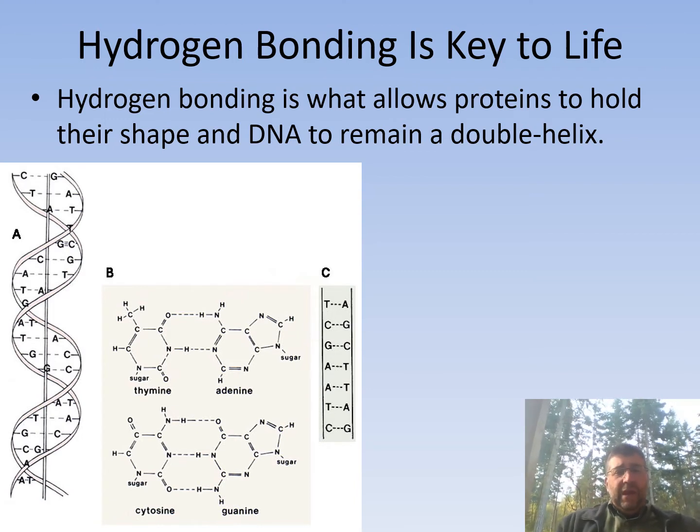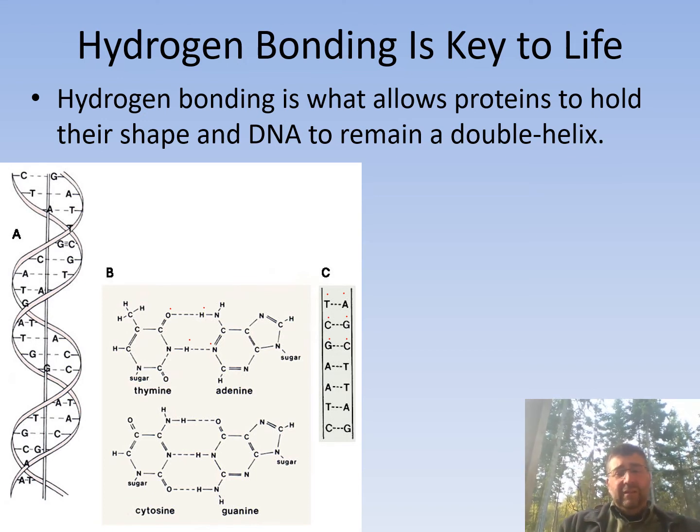In this case, we have A's attracted to T's and G's attracted to C's. All of the DNA code comes down to these four molecules: thymine, adenine, cytosine, and guanine. If you look at it at the molecular level, the oxygen from this thymine is attracted to the hydrogen here on adenine, while the hydrogen on the thymine is attracted to the nitrogen. So there are two hydrogen bonds that hold the A and the T together.